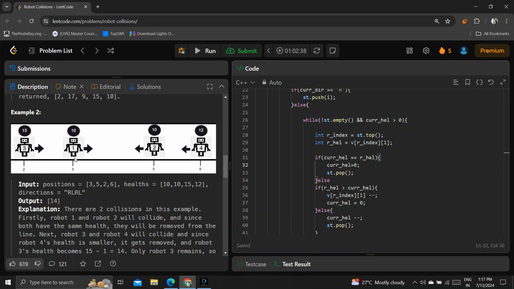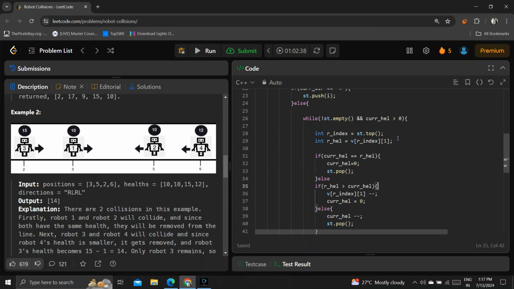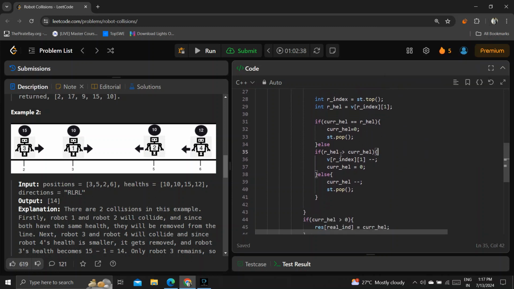I will simply pop out this row. If they both collide, they both die. So basically, I will remove this particular value, that is the first index, from the stack. Okay. And what will be done to this row? Its current health will become 0, so that we can move out of this while loop. Okay. Now for the other condition, if this particular robot's health is greater than this one, then what will we do?